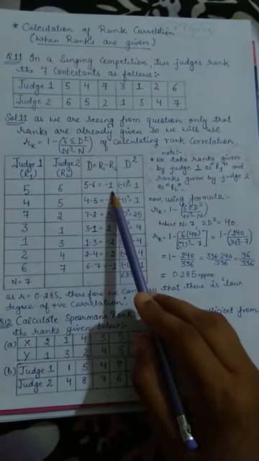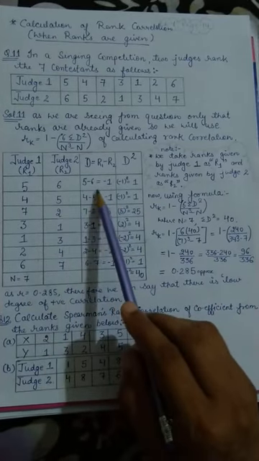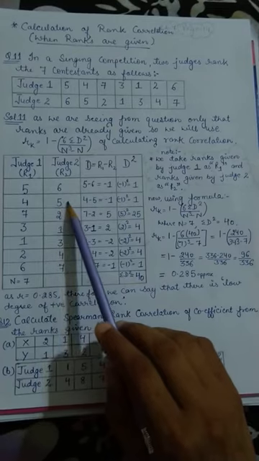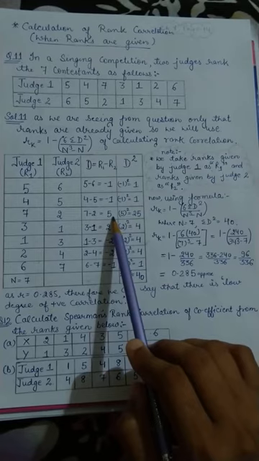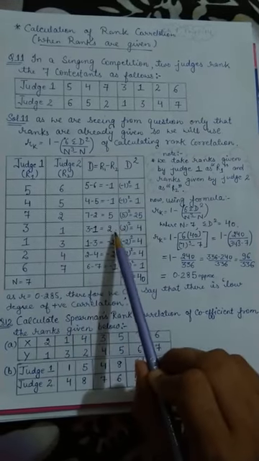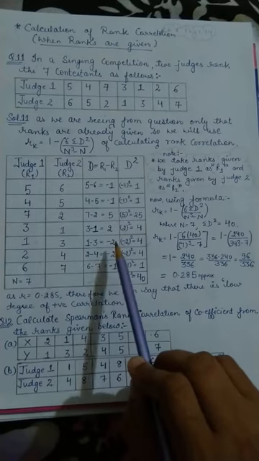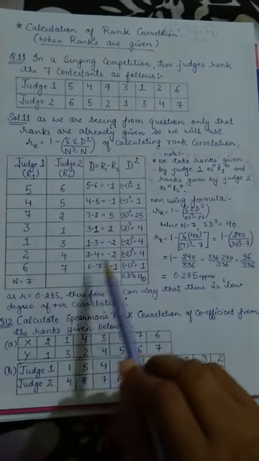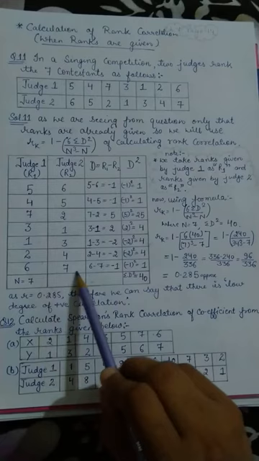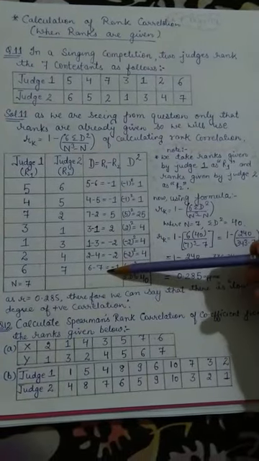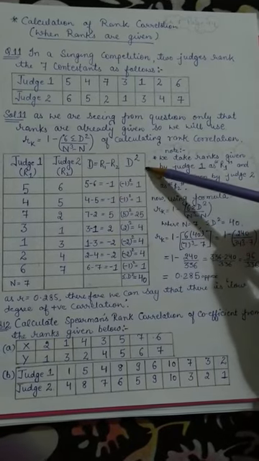So in this column, first of all we will find out the difference between R1 and R2, that is 5 minus 6 is minus 1, 4 minus 5 is minus 1, 7 minus 2 is positive 5, 3 minus 1 is 2, 1 minus 3 is minus 2, 2 minus 4 is minus 2, 6 minus 7 is minus 1. After calculating your d values, you now have to find the square of these d values. You have to square this column and you will get your d square.